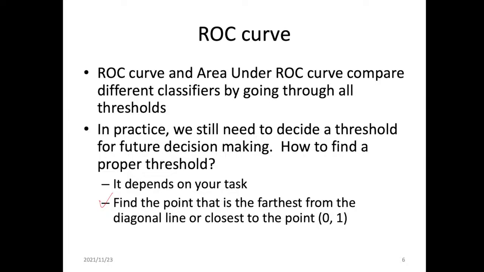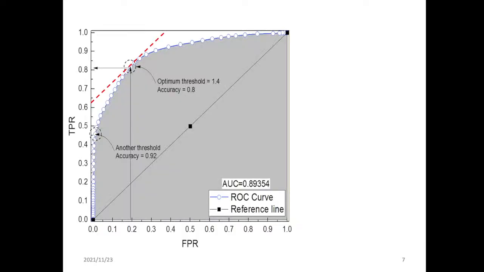Find a point that is closest to this (0, 1) point. So that is this point here. This is the point that is closest to (0, 1). And then just use this place as the threshold. The place where your true positive rate is 0.8 something, and your false positive rate is roughly close to 0.2.